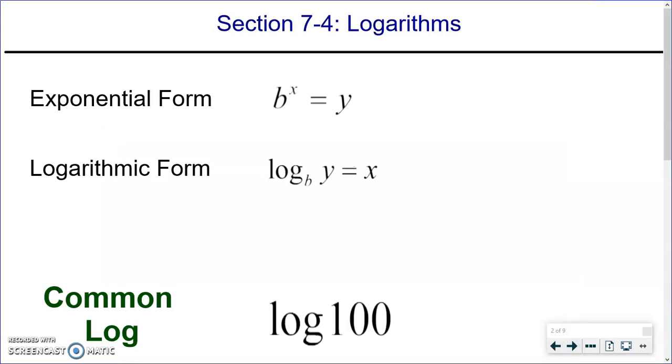All right, so we've already seen our exponential form and our logarithmic form. This is a review from yesterday. Remember, the exponential form says b to the x equals y, and the logarithmic form is log base b of y equals x.